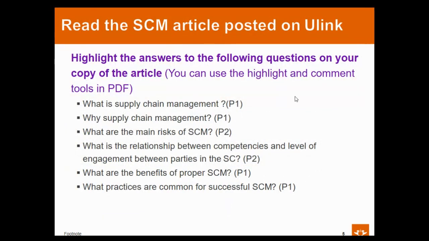So when we start, I'm going to ask you to read the article entitled Strategic Supply Chain Management, and you will find that article posted on ULink under section 3 in the article section. So I'm going to give you time to read that article, and then I want you to answer the following questions. And how I want you to answer it, you don't have to answer it on a piece of paper. You can just highlight the answer either on your hard copy or on your PDF copy.